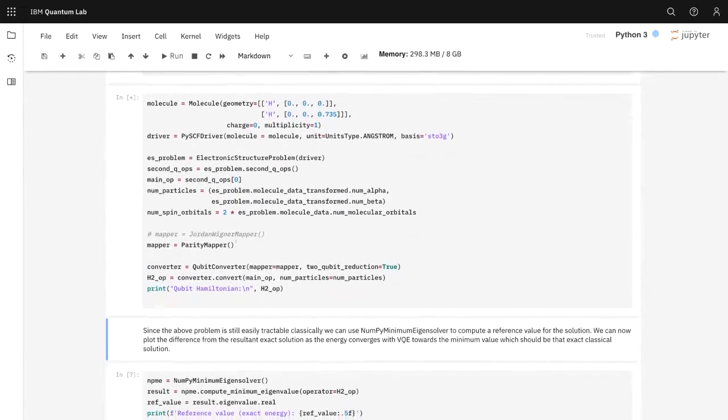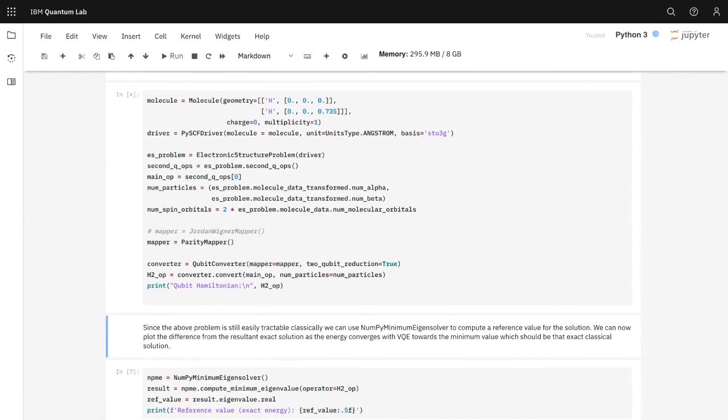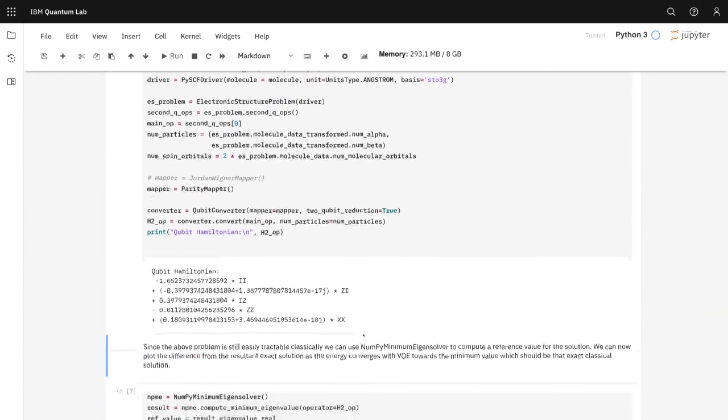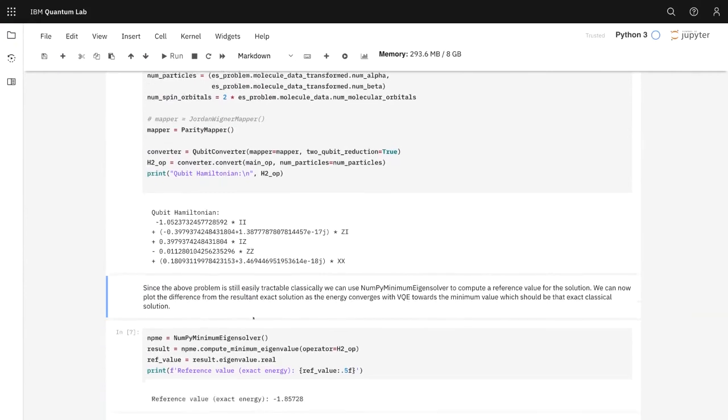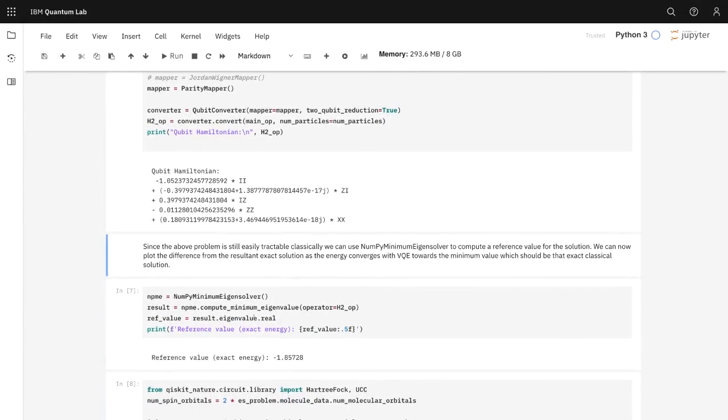So while it's thinking, since this problem is easily solvable on a classical computer, it only has 4 orbitals and 2 electrons, we can get the exact solution for this problem by diagonalizing this Hamiltonian directly to get the eigenvalues, and then compare. We have a reference value to compare our VQE results to.